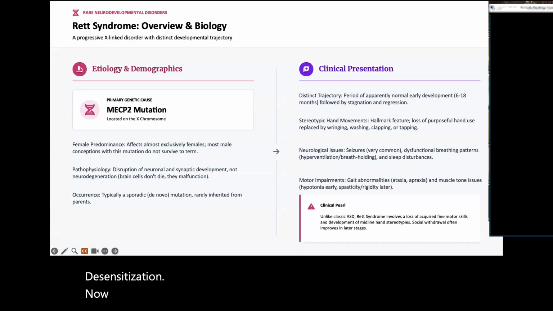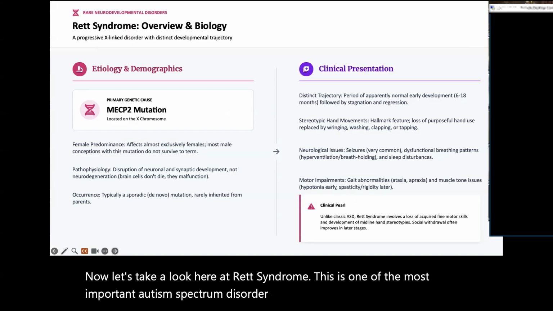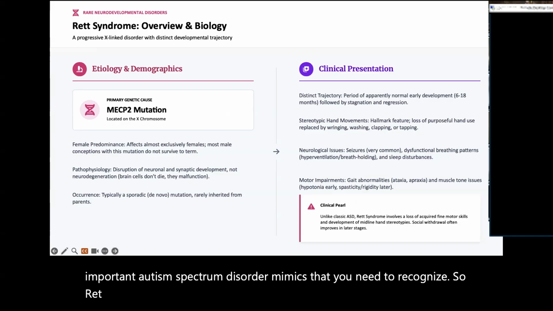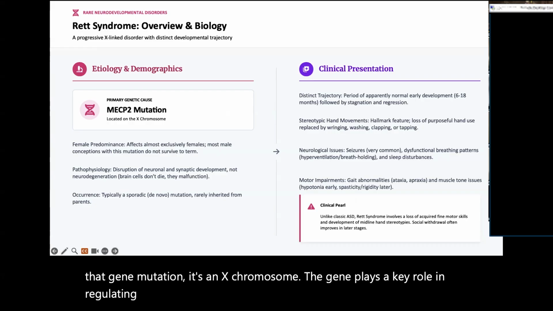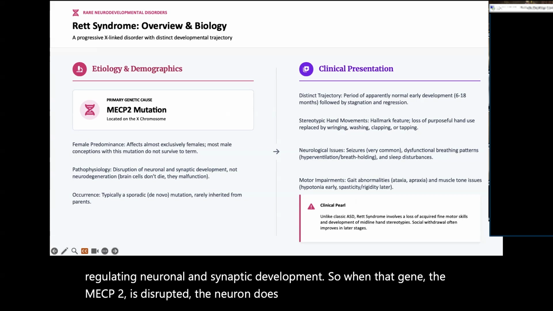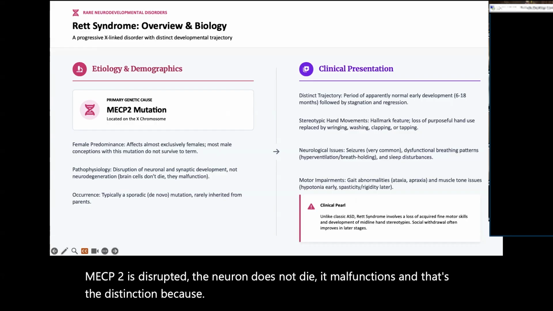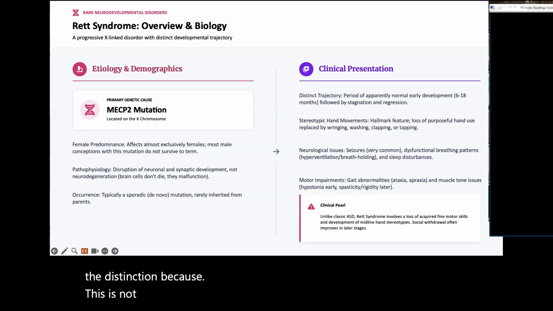Now let's take a look here at Rett syndrome. This is one of the most important autism spectrum disorder mimics that you need to recognize. So Rett is rare, but the presentation is so distinct. The root cause of this is a gene mutation on the X chromosome. The gene plays a key role in regulating neuronal and synaptic development. So when that gene, MECP2, is disrupted, the neuron does not die, it malfunctions. And that's the distinction, because this is not classical neurodegeneration, but dysfunctional development.